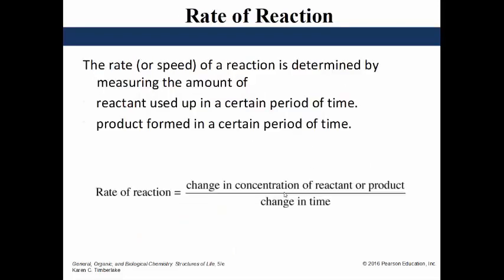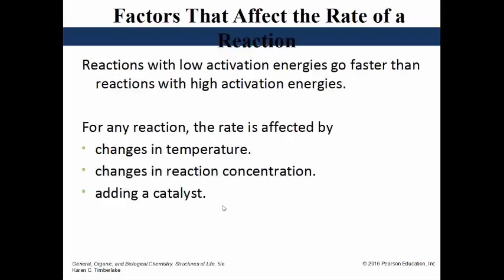Now, the speed of a reaction or the rate of a reaction is determined by either the amount of reactants that are used over a certain amount of time or by the amount of products that are formed over a certain amount of time. So here's a mathematical way to write this. The rate of reaction is equal to either the change in concentration of a reactant or a product over a set amount of time. There are various factors that can impact the rate of a reaction. Reactions that have lower activation energies will go faster than reactions that need higher activation energies, which just logically makes sense. If you don't need as much energy to complete a process, then it will happen much faster.